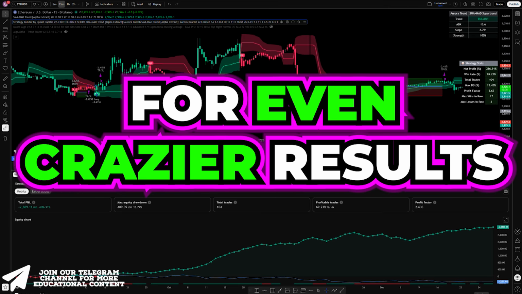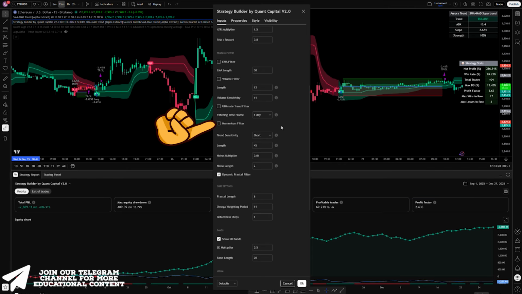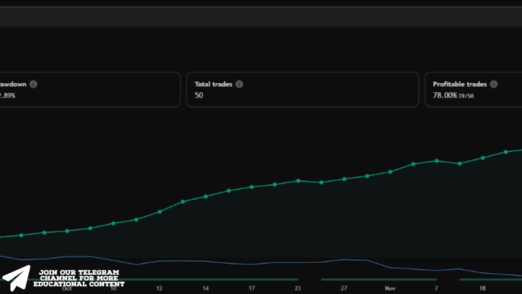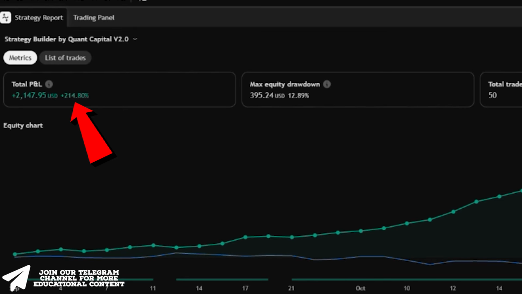For even crazier results, apply Quant Builder's built-in momentum filter with a length of 45 and a noise length of 2 to achieve a 78% win rate and a 214% net profit.